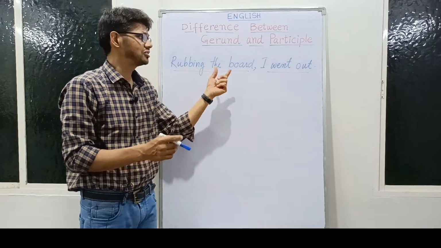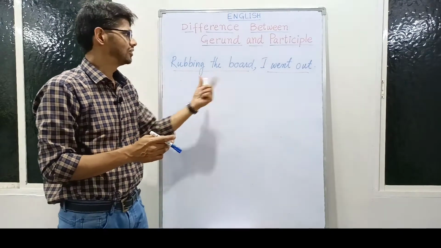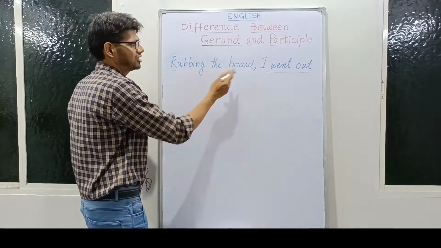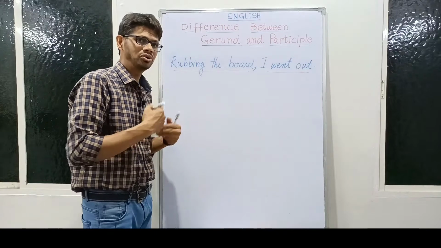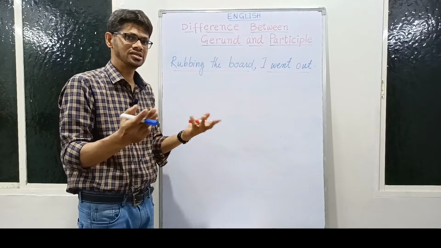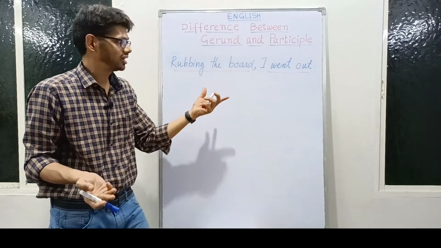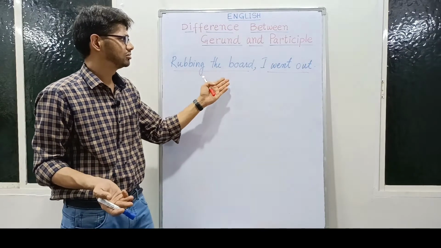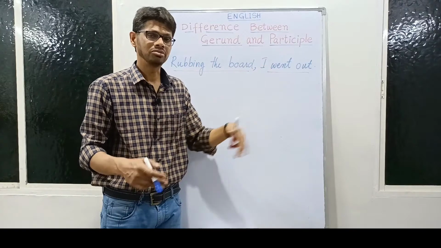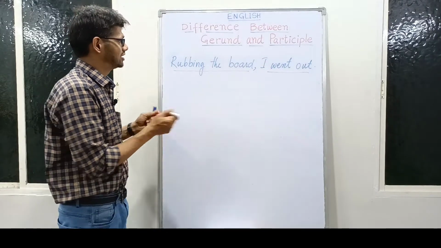This is one sentence which is a combination of two sentences. We can write in this way also: Rubbing the board, I went out. I rubbed the board and I went out. We can say this is another way to say the same sentence. But here, rubbing the board, rub करके I went out, मैं बाहर गया. So rubbing the board is here.